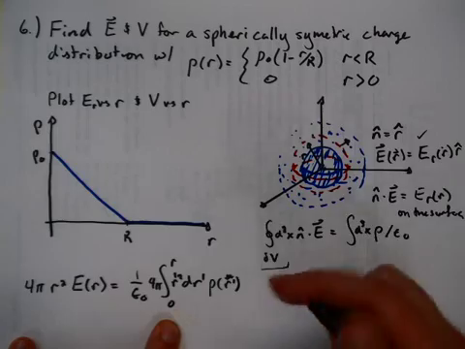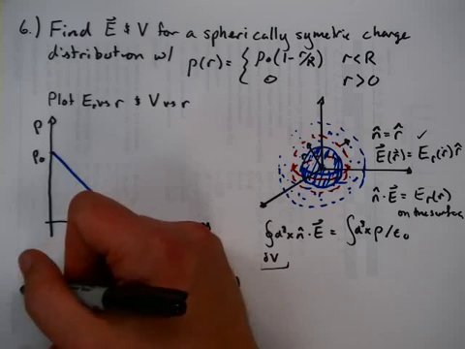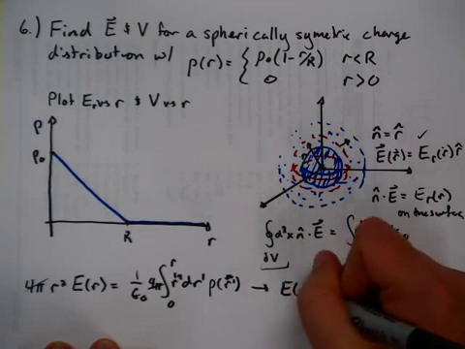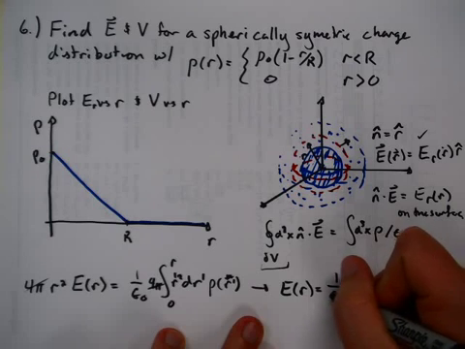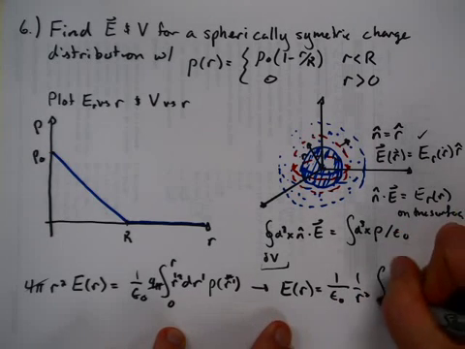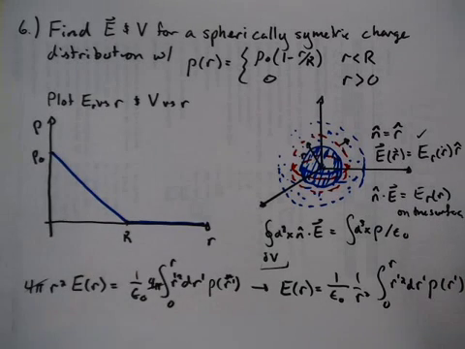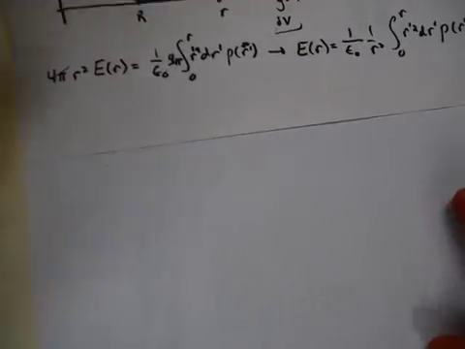A little bit of simplification happens straight up. The 4 pi's on both sides cancel, and we can divide both sides by little r squared. That gives us the radial component of the electric field: E of r is 1 over epsilon naught, 1 over little r squared, times the integral from 0 to little r of r prime squared dr prime times rho of r prime. That's what we need to do to evaluate the electric field. So let's just evaluate that.